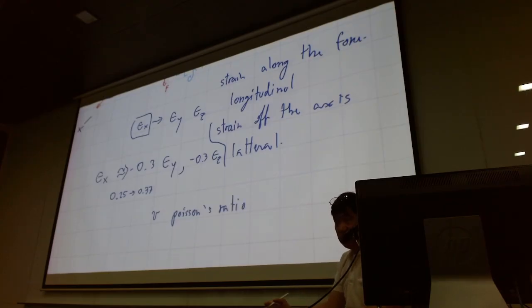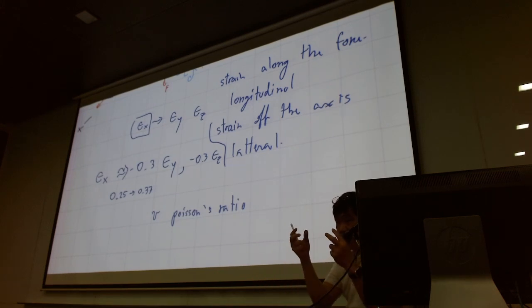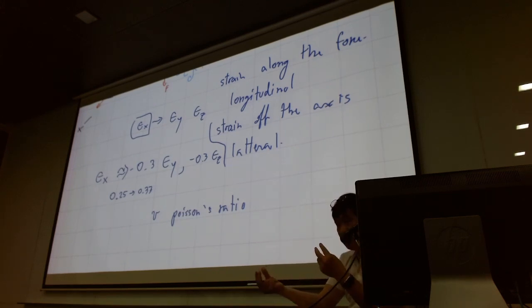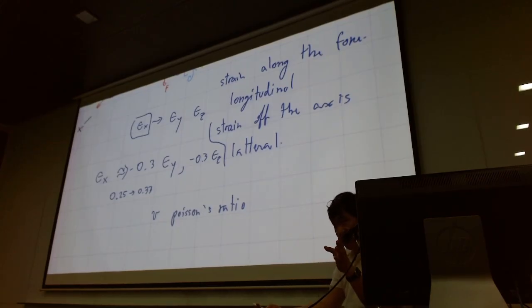It's actually derived from the experiment. You actually pull on it, see if it shrinks in the other directions, and we take recorded data and say, okay, this is the Poisson ratio. So each metal would have a Poisson ratio between 0.25 and about 0.33. The golden number that I usually use would be about 0.3.